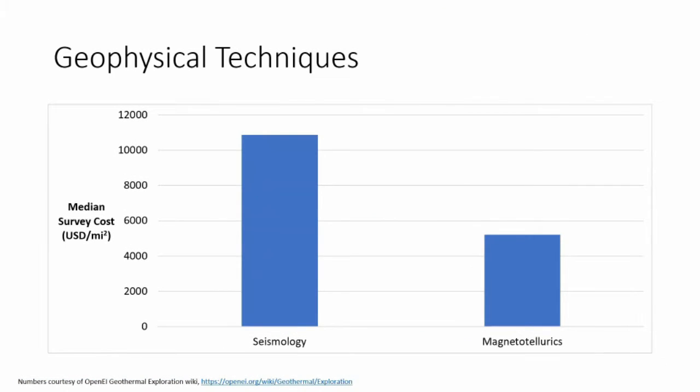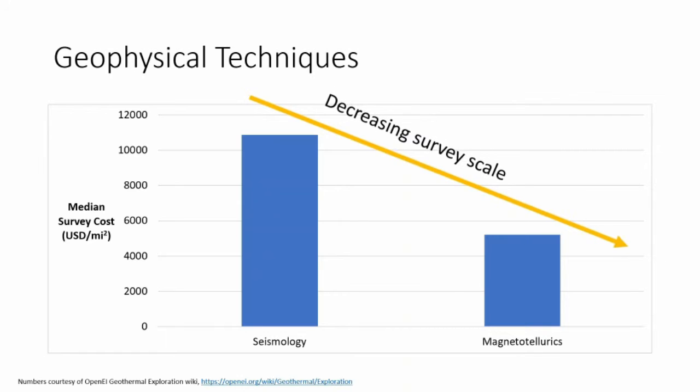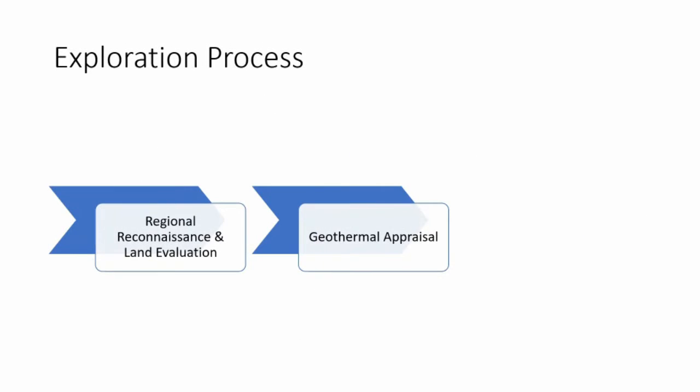Comparing the cost of these survey options, seismology is more expensive than magnetotellurics because it requires more equipment and the surveys are typically done over a larger area. However, seismologic surveys are popular due to the use in oil and gas industry. It is important to note that these techniques are typically used together because they compensate for each other's weaknesses. The last phase is exploratory drilling.